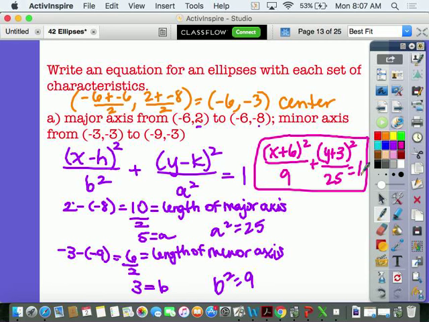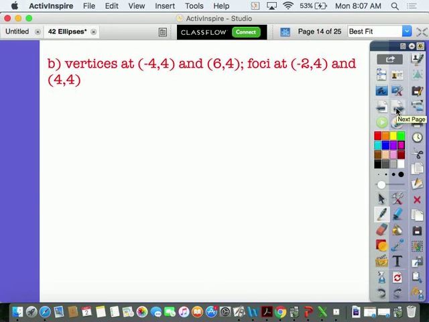Next, we're going to take a look at our next example, which is different. We have vertices at (-4, 4) and (6, 4), and we have foci at (-2, 4) and (4, 4). So remember, the vertices are located at the ends of your major axis. So we can figure out the length from vertex to vertex. Then we do the same thing that we did before. We take half and then we have our value for A. Okay?